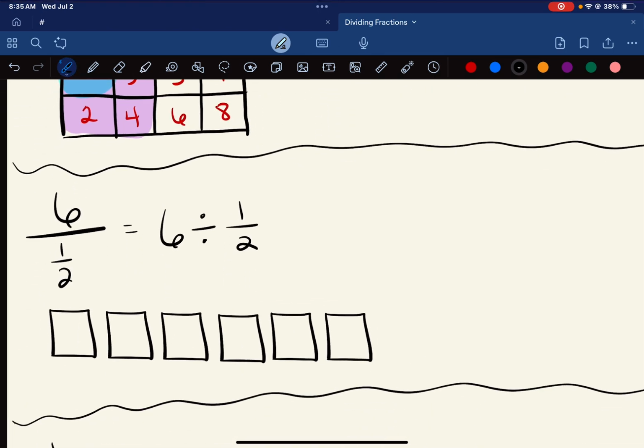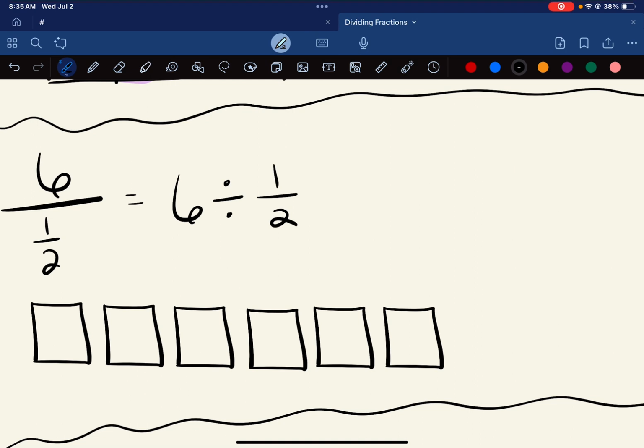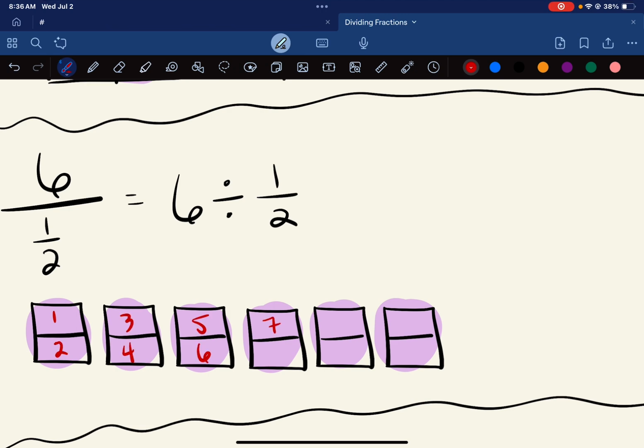Let's do another one. We have 6 divided by 1/2. So I'm starting out with 6 full sections or 6 full figures shaded. So I've got 1, 2, 3, 4, 5, 6. But then I want to divide each of those in half. Okay, got all of those divided in half. How many total shaded sections do I have? 1, 2, 3, 4, 5, 6, 7, 8, 9, 10, 11, 12. So 6 divided by 1/2 gives me 12.